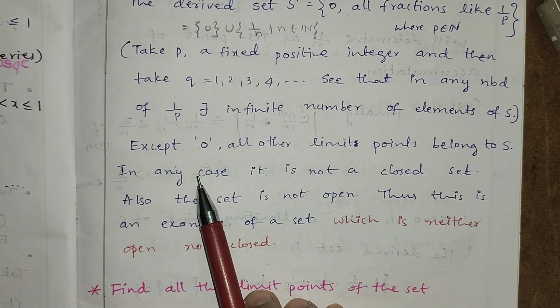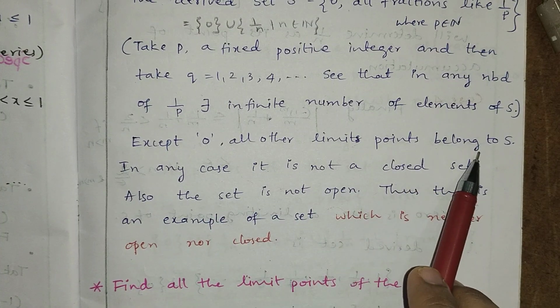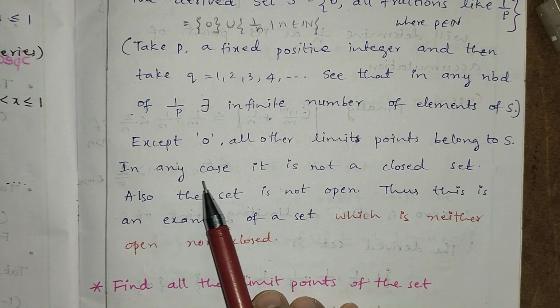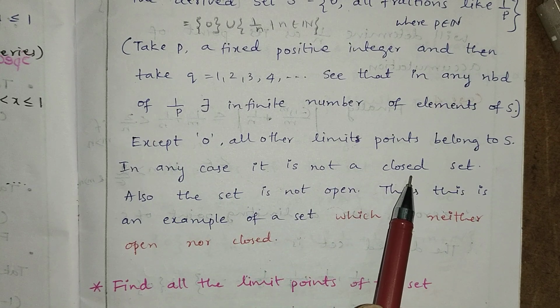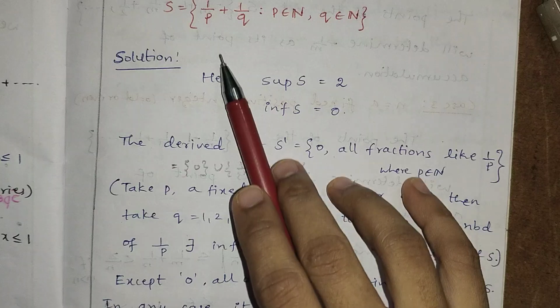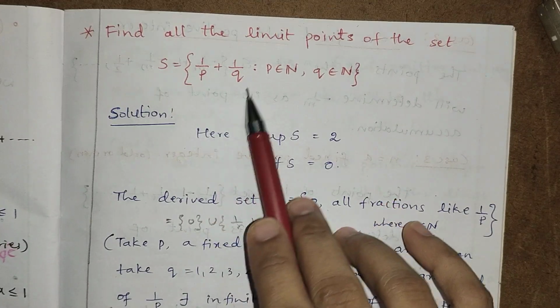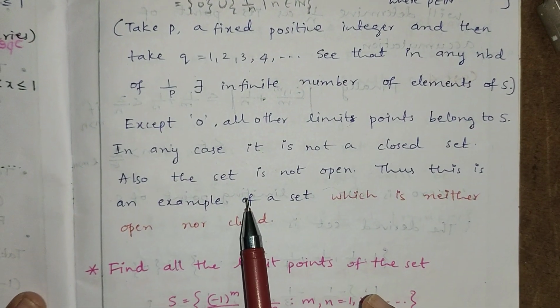Now, additional information: except 0, all other limit points belong to S. In any case, it is not a closed set. What do we mean by a closed set? A set containing all its limit points is called a closed set. Here 0 is one of the limit points of S and 0 does not belong to this set, so this set is not a closed set.